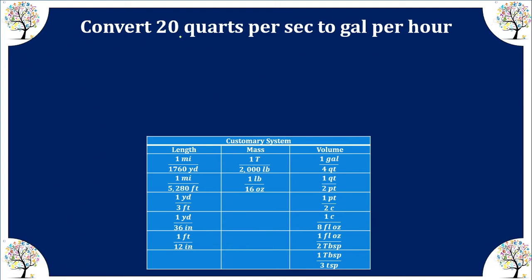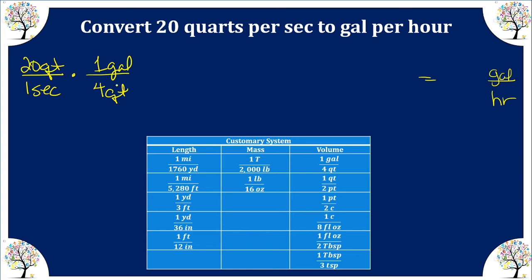Now we have 20 quarts per second, and we want to get to gallons per hour. So we have 20 quarts per 1 second, and we want to get to gallons per hour. Quart to gallon is not going to be too difficult. We know there are 4 quarts to 1 gallon, and bam, got that done.